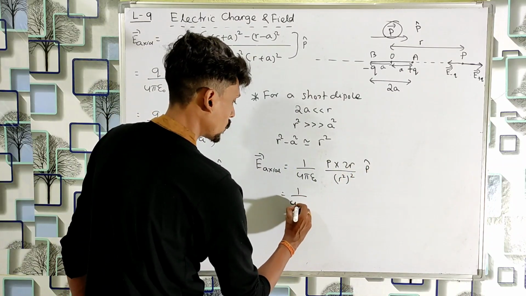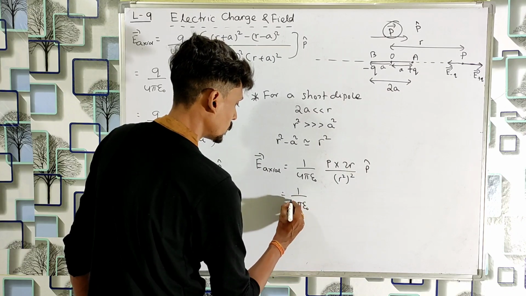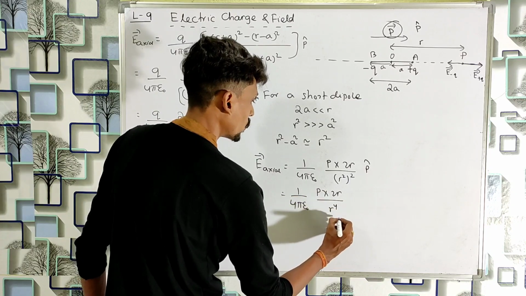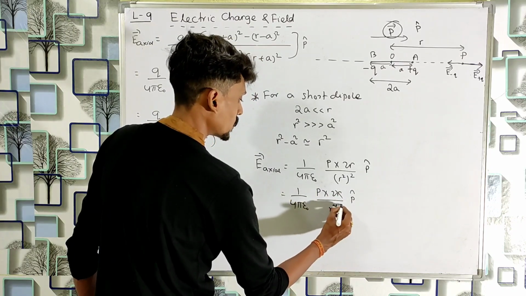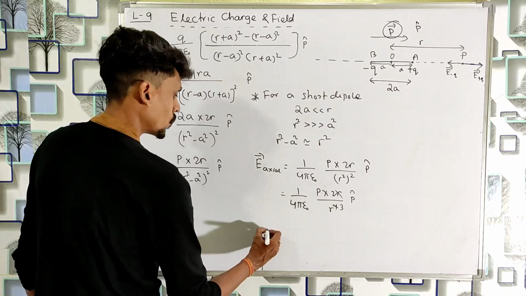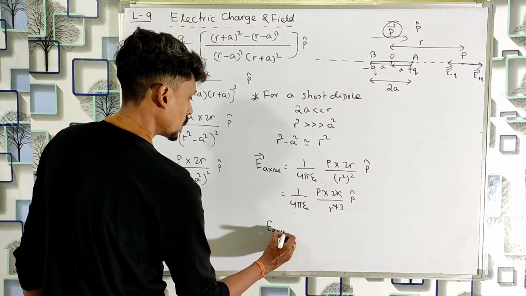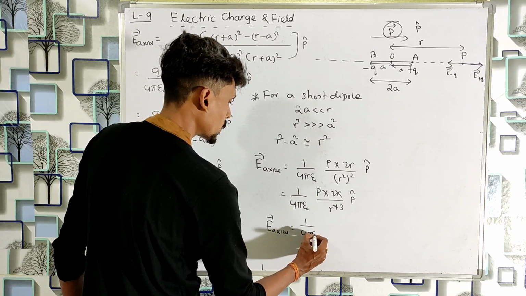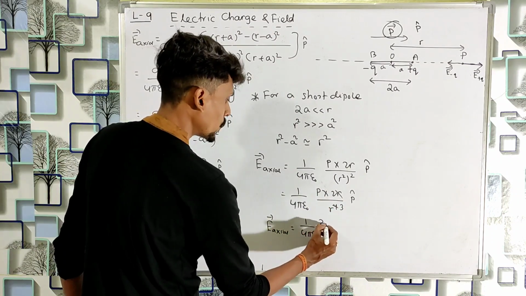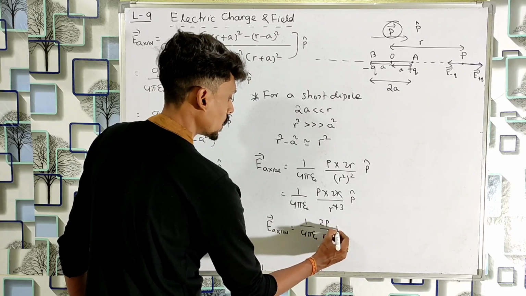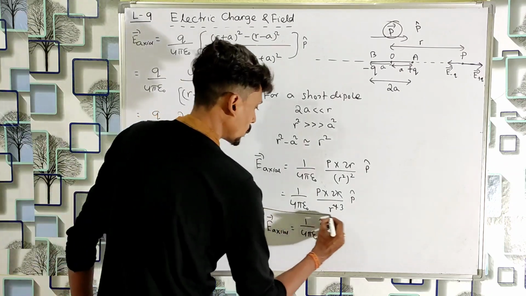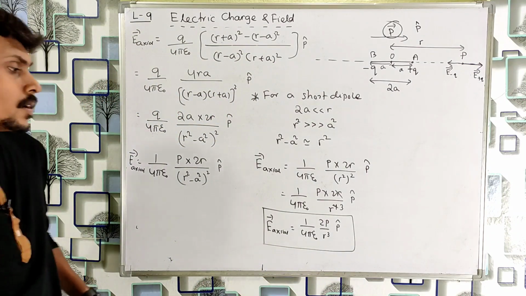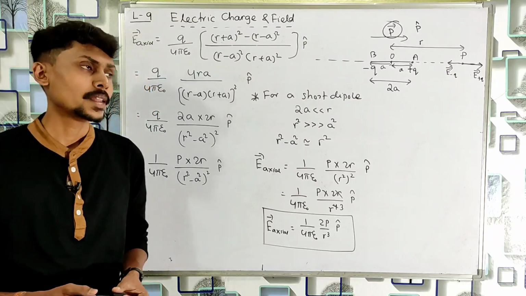So 1 by 4 pi epsilon naught p into 2r divided by r to the power 4 into p cap. If you cancel it, you will get r to the power 3 here. So E axial for a short dipole is 1 by 4 pi epsilon naught, 2 into p divided by r cubed, into p cap. So this is the final expression for the electric field at the axial point of a short electric dipole.